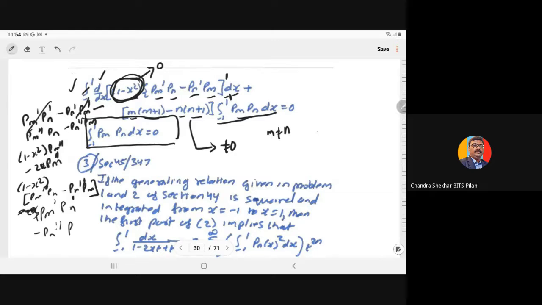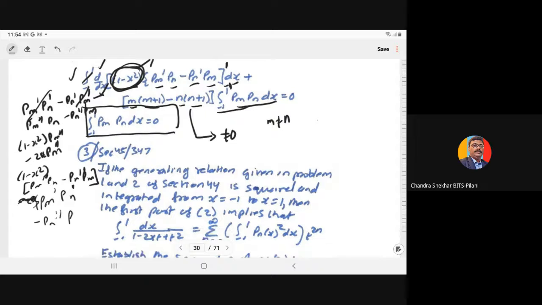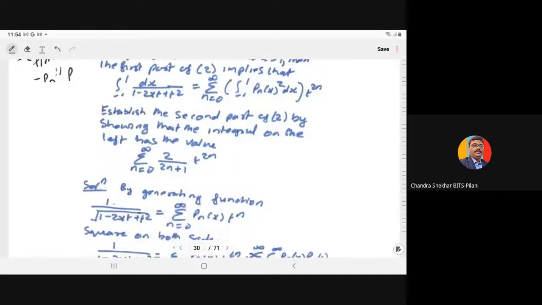Simple, right? This integral will cancel this derivative. We have (1 minus x square) into (Pm dash Pn minus Pn dash Pm). So due to the presence of the 1 minus x square, it will give 0 under both limits. And then m into (m plus 1) minus n into (n plus 1) will never be 0 because m and n are not equal. So this will give you the remaining integral as 0. Clear? Its second part, the second orthogonality, we will do in the next class.